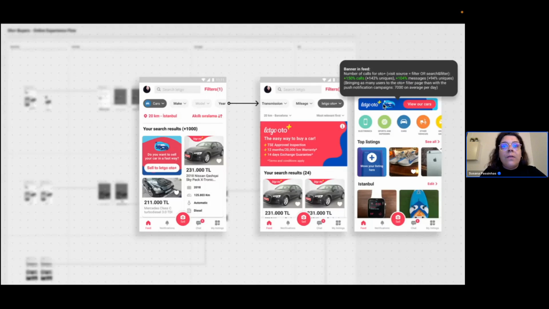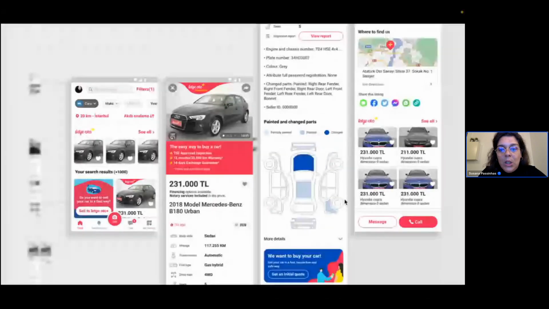Why? Because it's the first thing the user sees when they land on the page. It's not mixed with all the ads and all the colors and all the things that are going on. Remember, this app still continued to be a second-hand marketplace where people would buy and sell things. So in here, this banner brought in 150% more calls than before it was introduced, plus 104% messages. So it was increasing a lot of things.